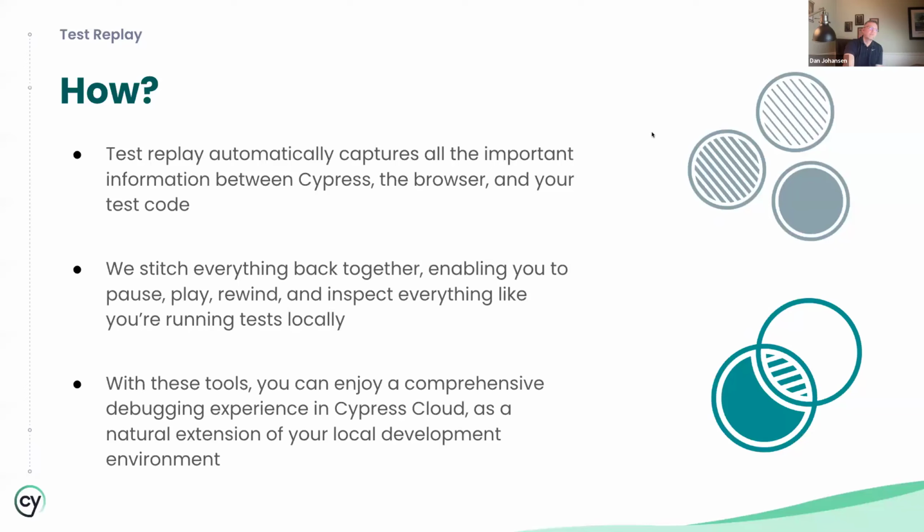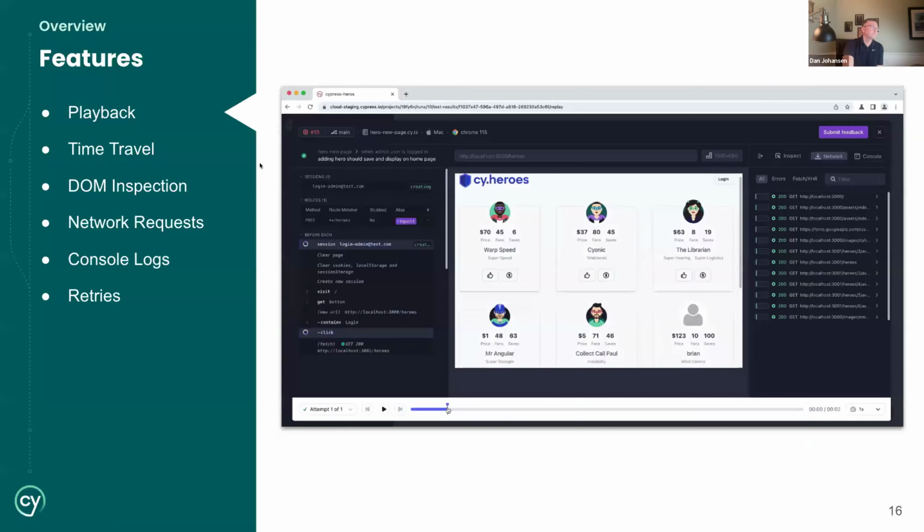So how do we do this? Test Replay automatically captures all the important information between Cypress, the browser it's running in, and the test code that exists. We take that information, stitch it all back together, and give you time travel capability with it. With that, you can visually see exactly what was happening at the point of failure, and you have a lot more information about the failure than you ever could with just videos, images, or log files. It's a very comprehensive experience, and we offer that inside of Cypress Cloud.